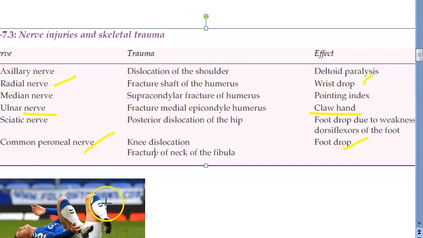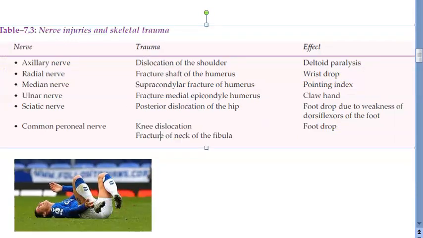All this you should know, right? Median nerve if you injure, pointing index. All this you have to write in the exam. They can just ask you claw hand as a question. They can ask you foot drop as a question. They can ask you wrist drop as a specific question in your exam, okay?